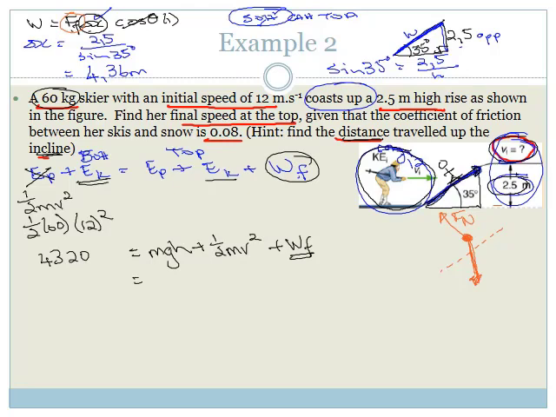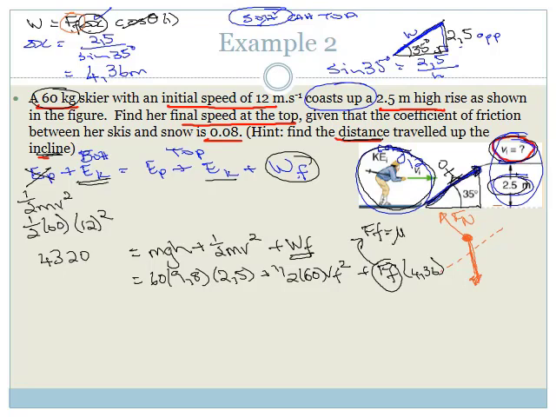This is equal to the mass, which is 60, times the gravity, which is 9.8, times the height of 2.5, plus a half, times 60, times the velocity squared that we're trying to find out, plus the force of friction times the displacement of 4.36. And this force of friction is equal to mu k Fn. So we need the normal force. So let's go back to our free body diagram.